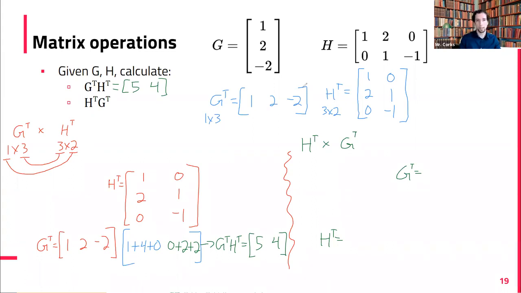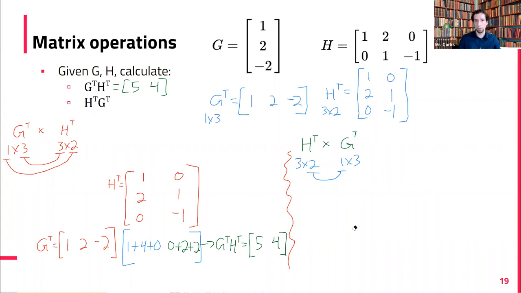All right, let's do this for the other one here. H transpose times G transpose. H transpose is a 3 by 2 matrix. G transpose is a 1 by 3 matrix. Is this operation possible? No, it's impossible, because the inside numbers don't match here.